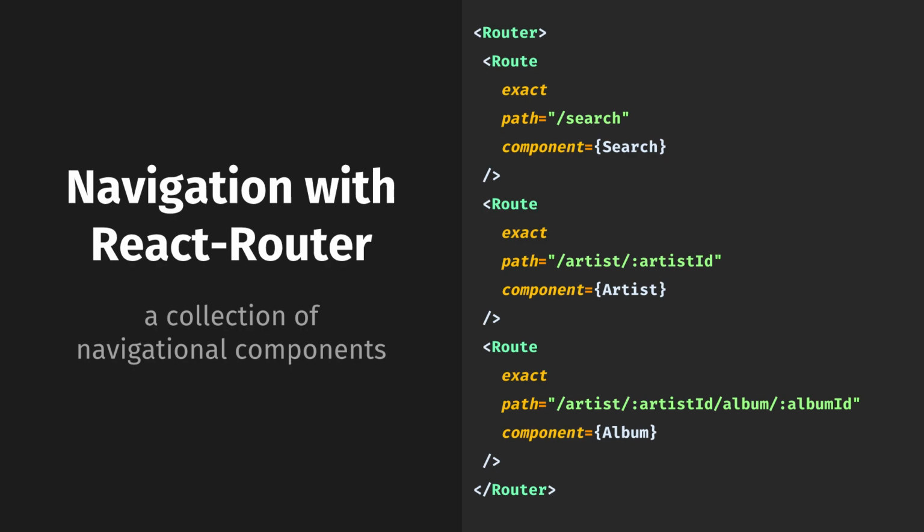So you can see here that once we're authenticated in the app, we're going to land on a search page. That's going to render our search component, which I'll show you in a bit. Another route that we could land on could be our artist page, which would have an artist ID in the parameters. And that will render our artist component, and then down to the album, which will contain both the artist ID as well as the album ID.